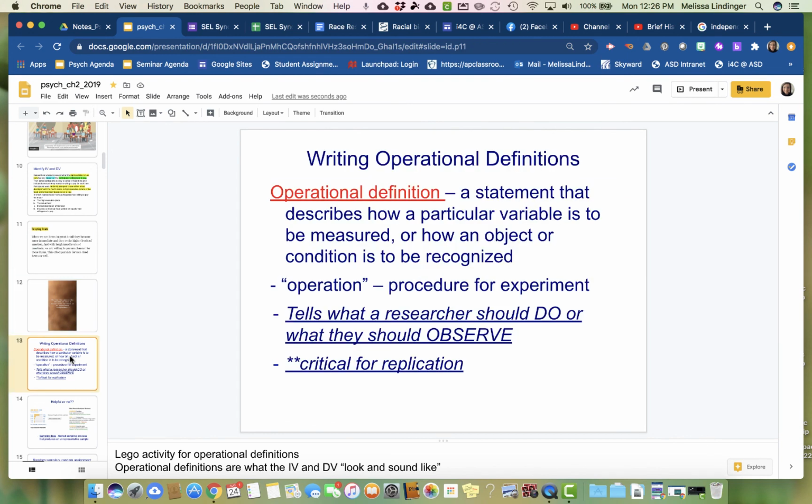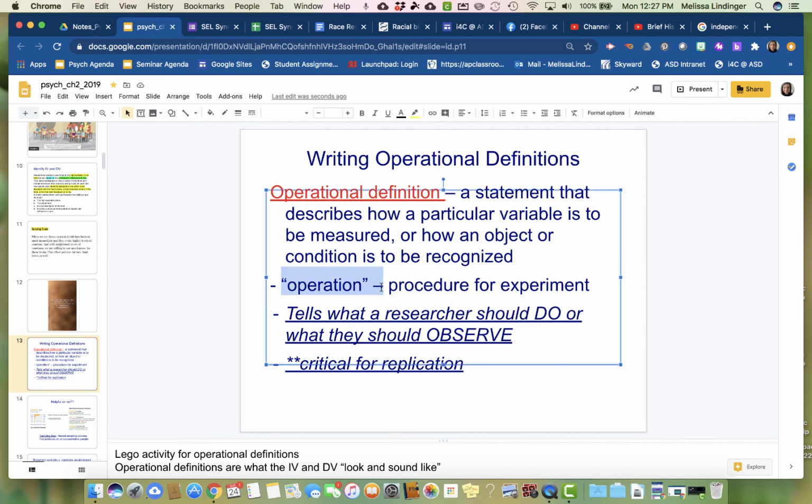Anyway. All right. So just to wrap up, to again stress the importance of an operational definition. We must always define our experimental variables, our independent and dependent variable, in such specific ways that the experiment can be replicated. Because the operational definition tells the researcher exactly what they should do and what they should observe. It defines the operation, hence operational definition. It defines the operation or the procedure for the experiment, and it is critical for replication.